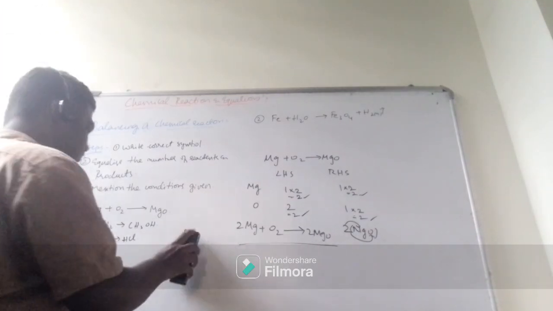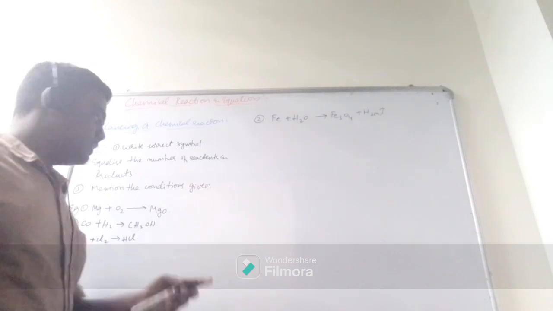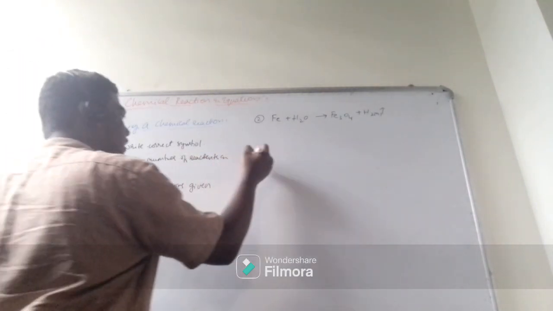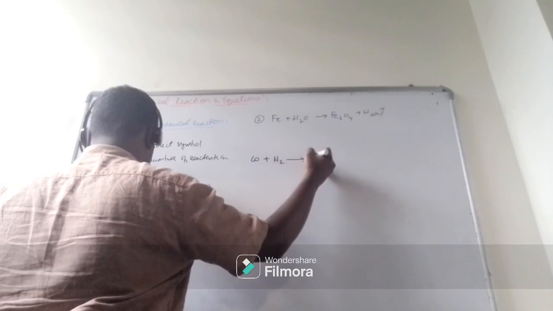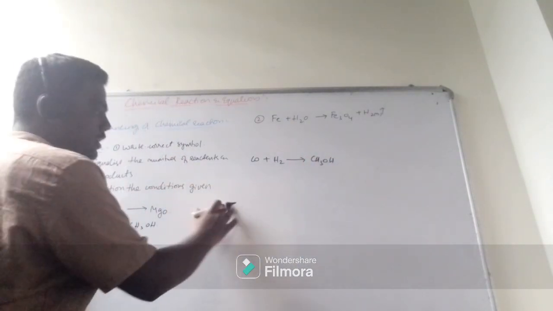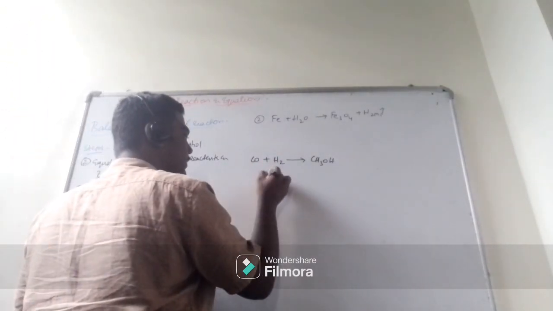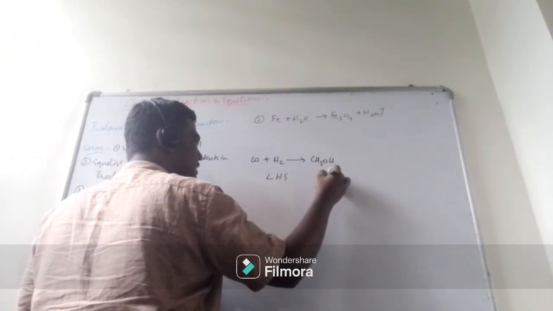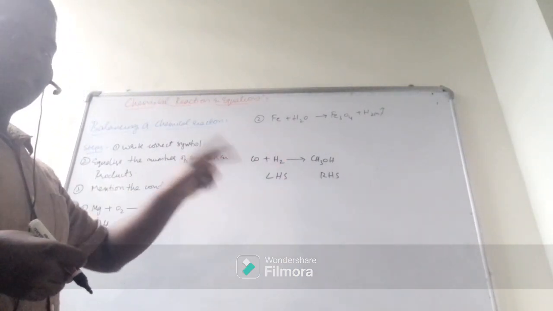Now let me take another example, which is on the board here. That is carbon monoxide plus H2 giving CH3OH, methanol. Now similarly to what we have done previously, divide it as LHS as well as RHS, reactants and product side. First step is completed.